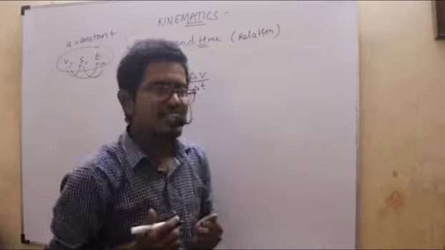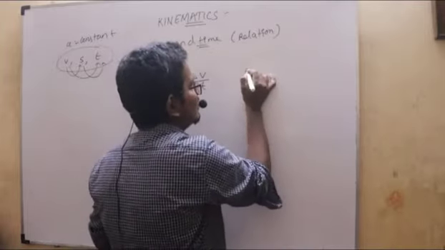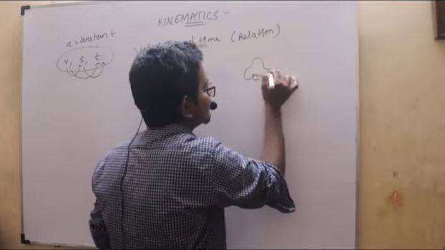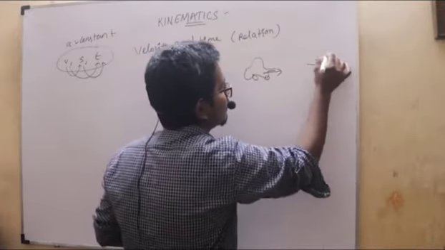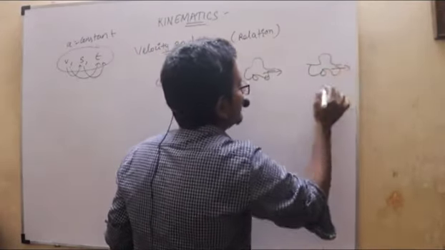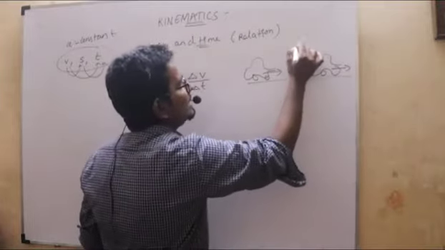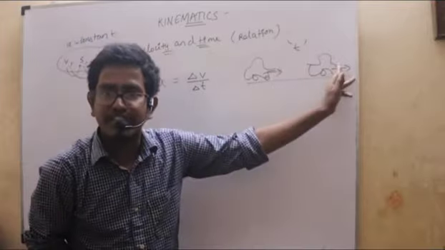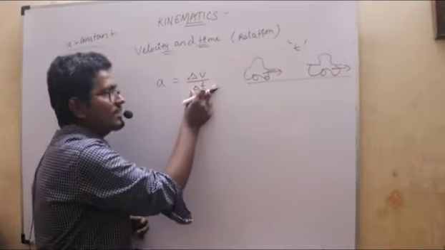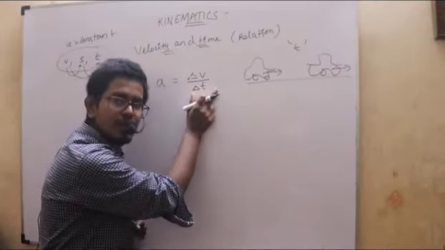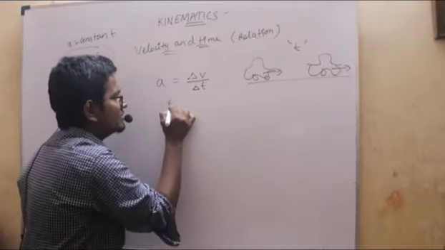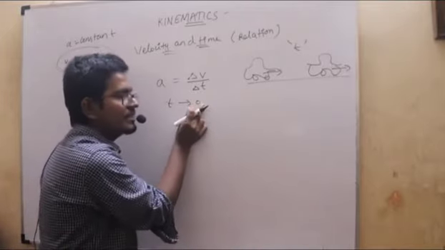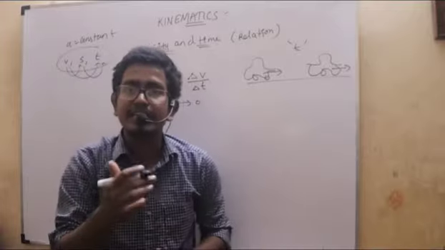But what I said is that as my time is changing, my velocity is going to change. Right? So here it is v2 minus v1 upon t2 minus t1. But if the time tends to 0, that means it is going to be nearly 0.